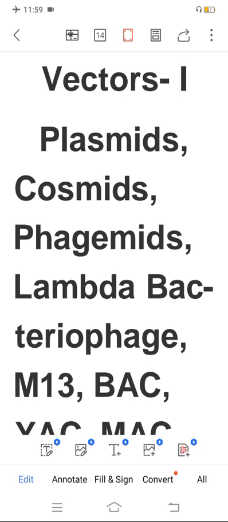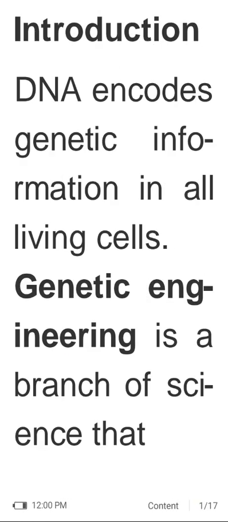Vectors, plasmids, cosmids, phagemids, lambda bacteriophage, M13, YAC, and BAC. DNA encodes genetic information in all living cells.